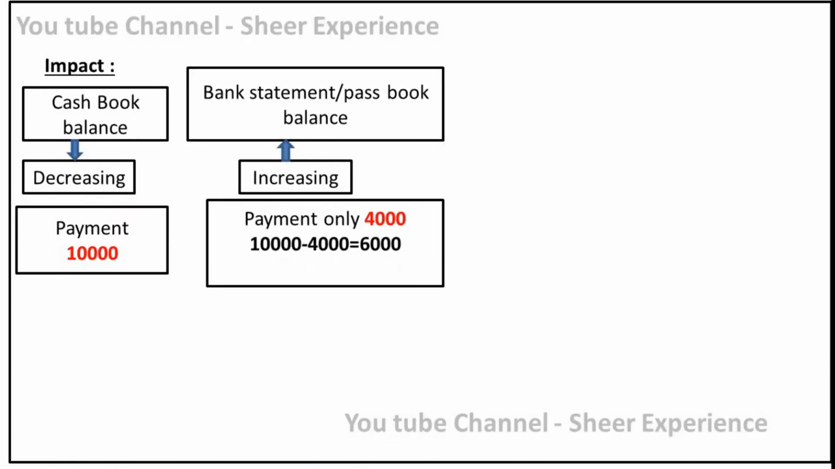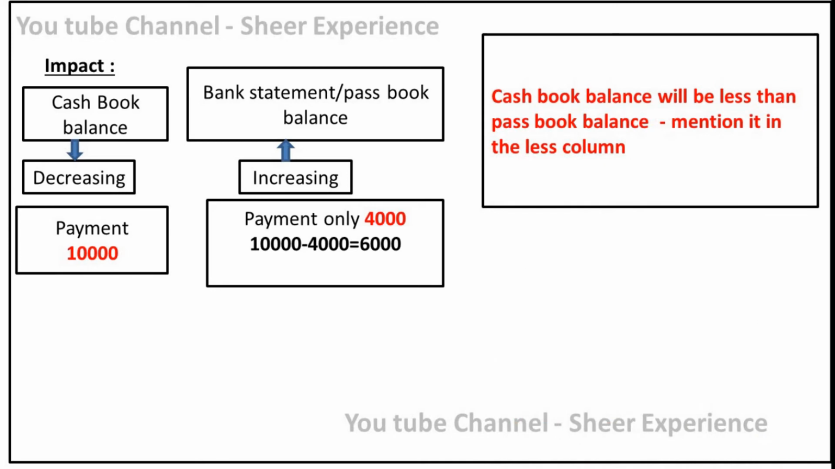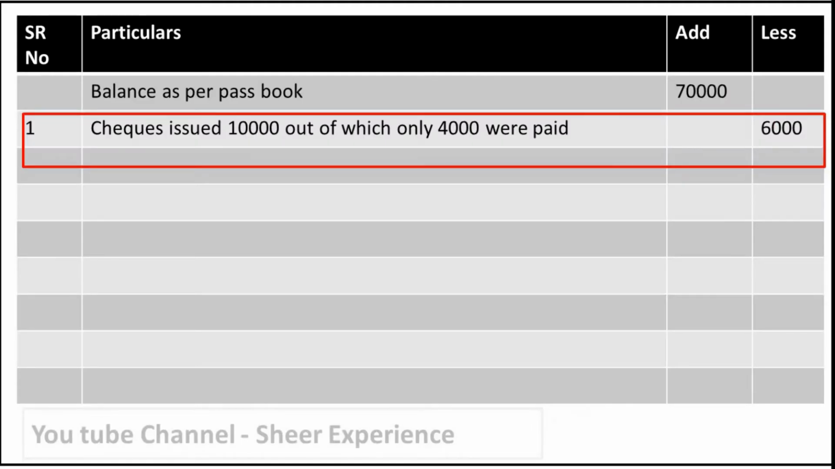So our cash book balance is less than passbook balance. When we are preparing bank reconciliation statement with bank balances, then we have to check or refer to cash book balances. Here cash book balance is less. So I will mention the difference amount in less column. That is 6,000 in less column. And in the particulars column, checks issued 10,000, out of which only 4,000 were paid.